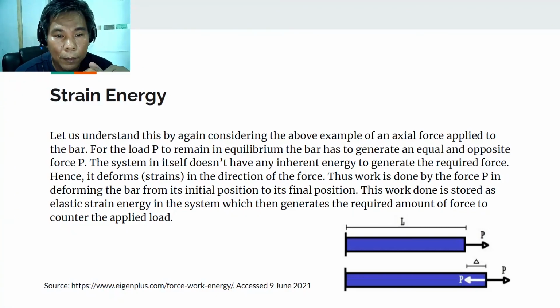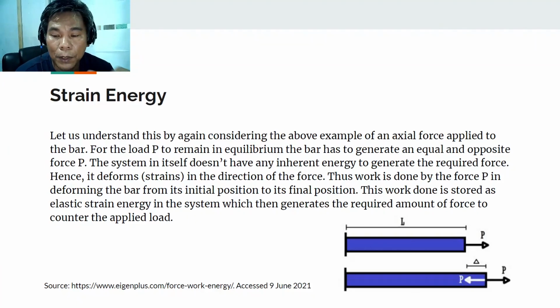So to understand this, by again considering the above example of an axial force applied to the bar, for the load P to remain in equilibrium, the bar has to generate an equal and opposite force P. The system in itself doesn't have any inherent energy to generate the required force. Hence, it deforms, that is, it will strain in the direction of the force. Thus, work is done by the force P in deforming the bar from its initial position to its final position. This work done is stored as elastic strain energy in the system, which then generates the required amount of force to counter the applied load.